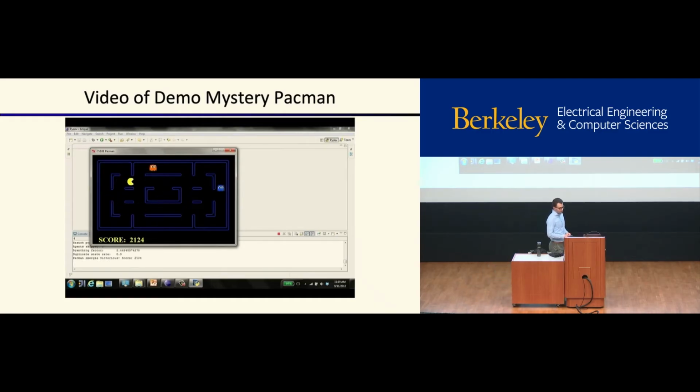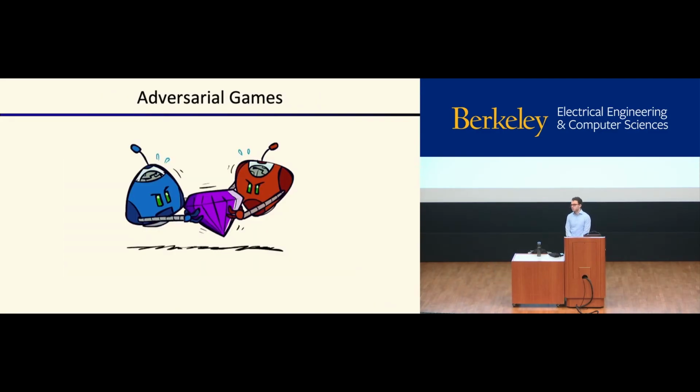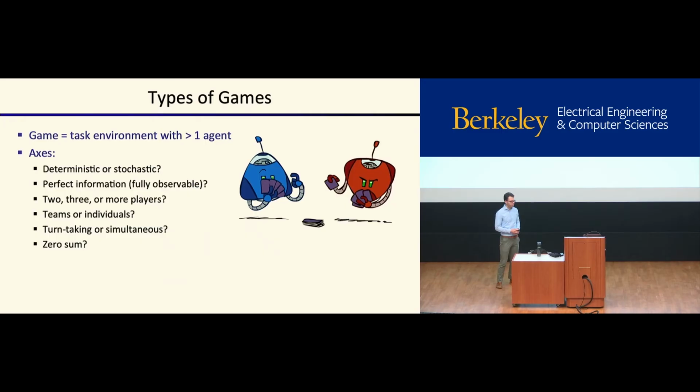So there we go. This is the concept of an adversarial game. You have two competing agents who are both trying to win, and only one of them can win. And so we've added a second player to the game, and now the search problem becomes more interesting. There are lots of different types of games. Games are basically any task environment where there's more than one player. And there are lots of different ways that we can customize this.